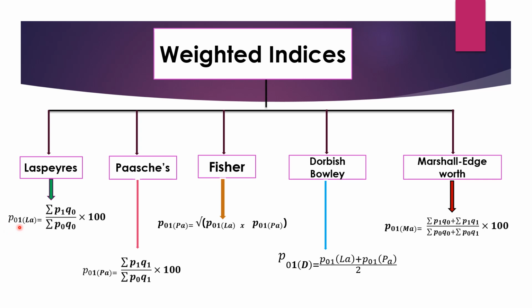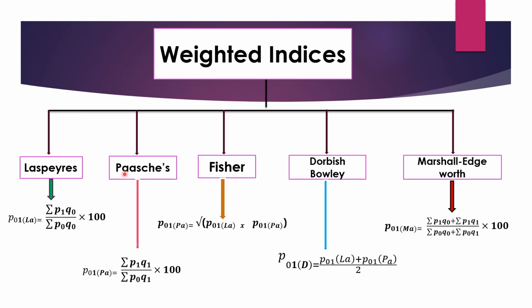Here the P01 is defined as the price index number of current year based on the previous year. The 1 represents the current year and 0 represents the base year, which is equal to summation P1 Q0 divided by summation P0 Q0 into 100. Here in the Laspeyres price index number, we take the base year quantities as weights, which is Q0. Q represents the quantities and P represents the prices. So in Laspeyres, the base year quantities are taken as weights. So the formula is summation P1 Q0 by summation P0 Q0 into 100.